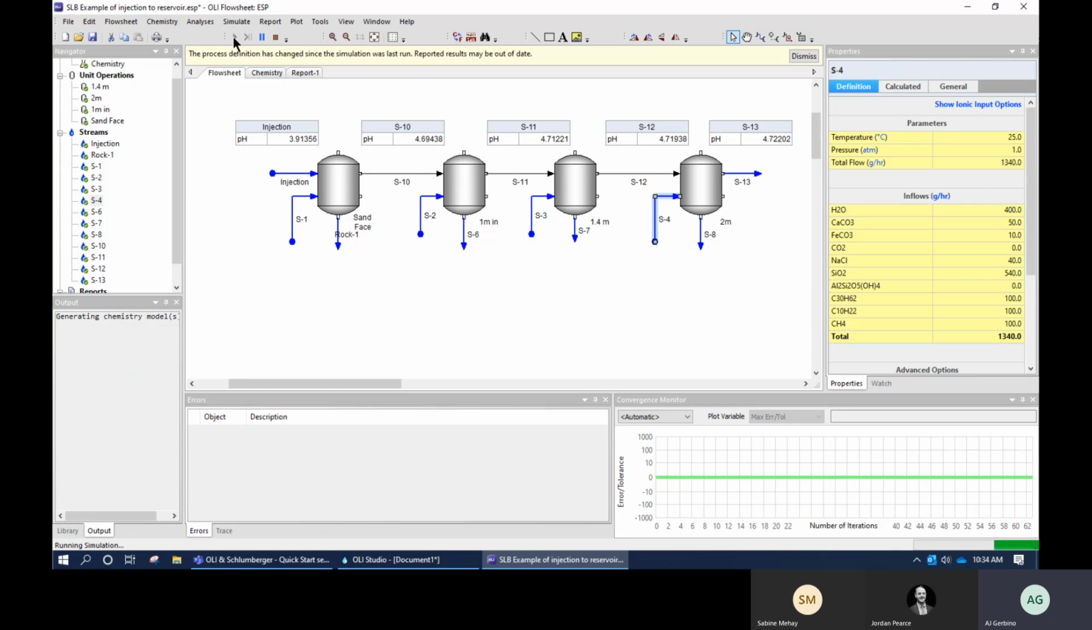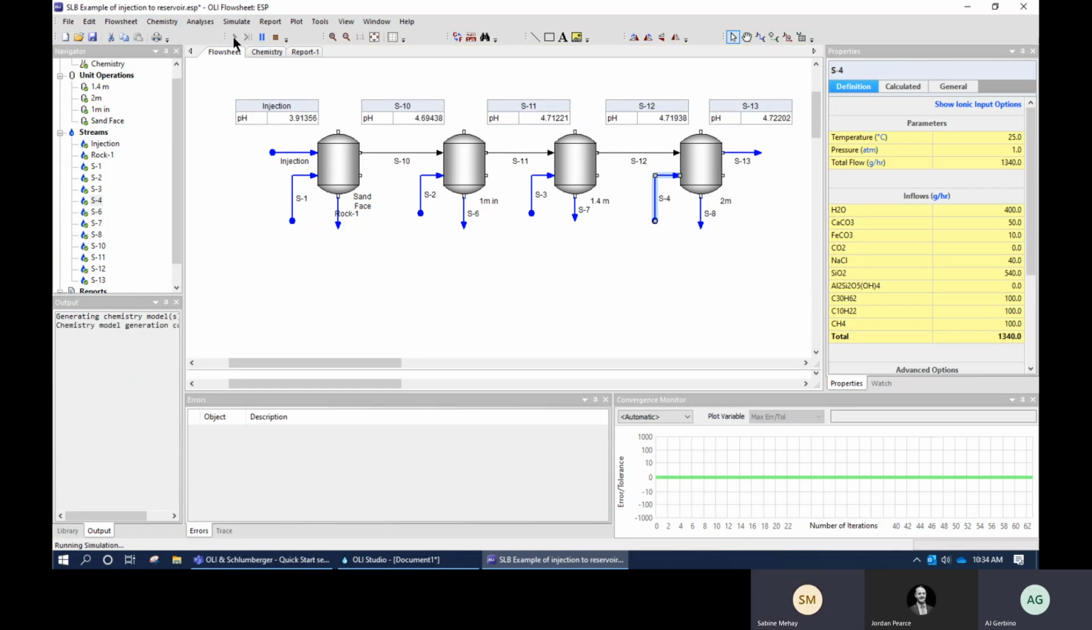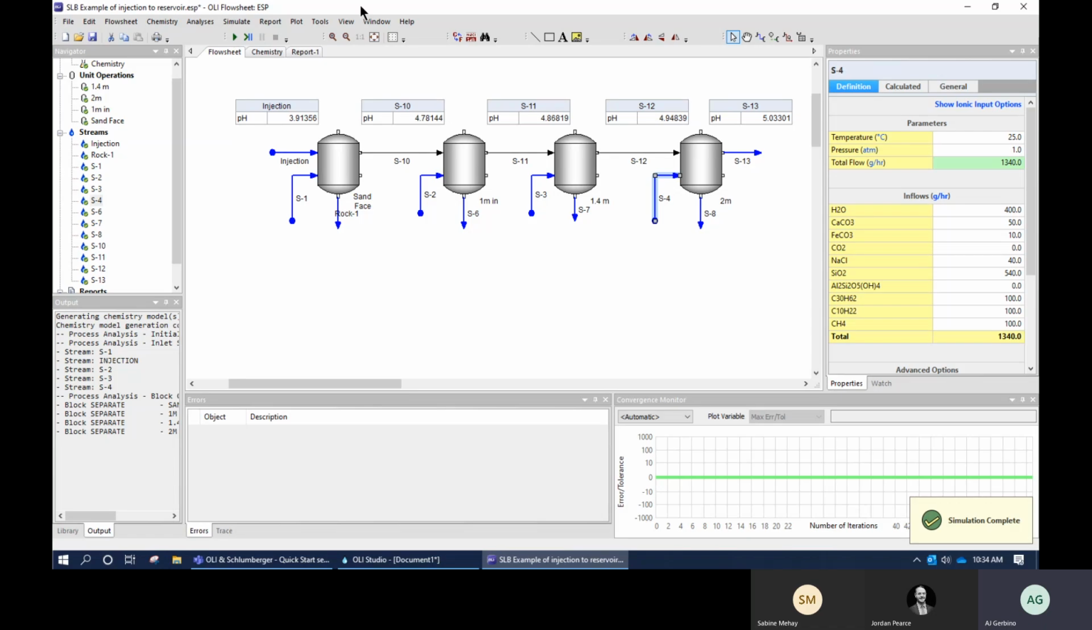Better stand back just in case the computer starts to smoke. Let's see. Good, all done.